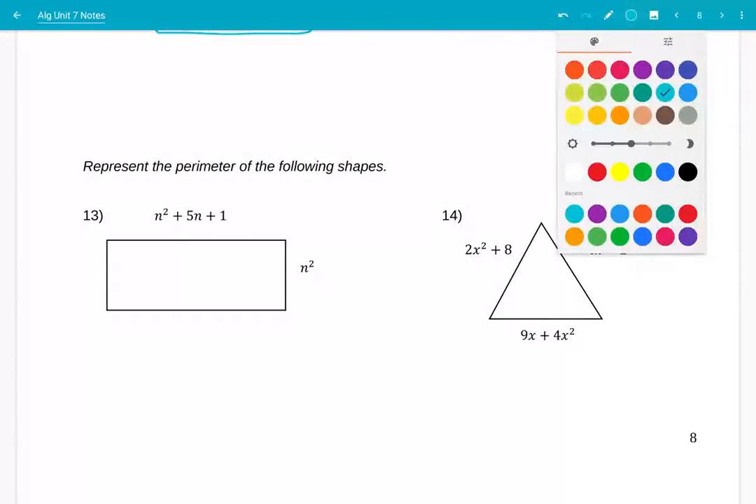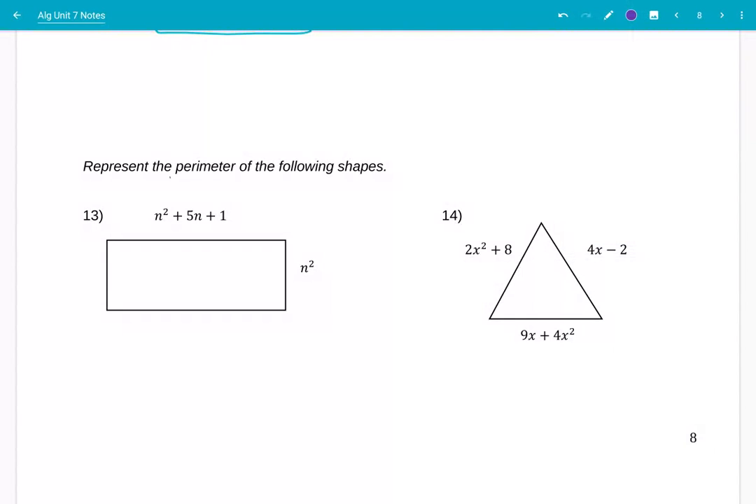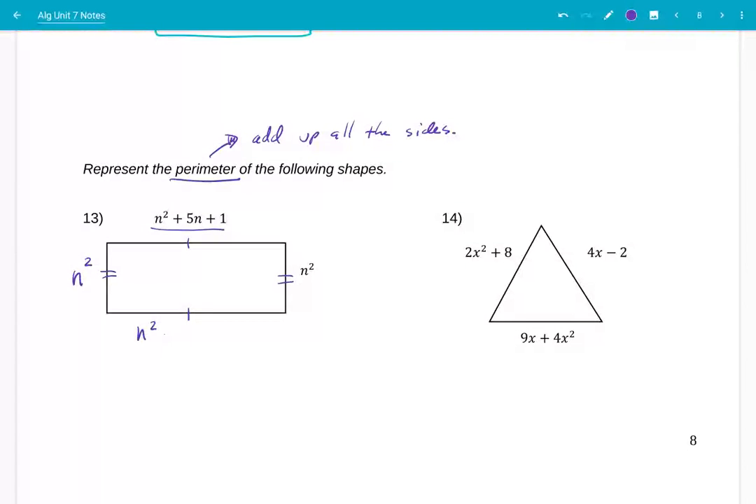Now, I'll get you started on this last bit, perimeter. Remember, this just means add up all the sides. So, don't forget these sides. Even though we don't have an expression here, remember, this is a rectangle, so these two are the same. And also these two are the same. So this is an n squared over here. This is an n squared plus 5n plus 1 over here. So just add up all these.